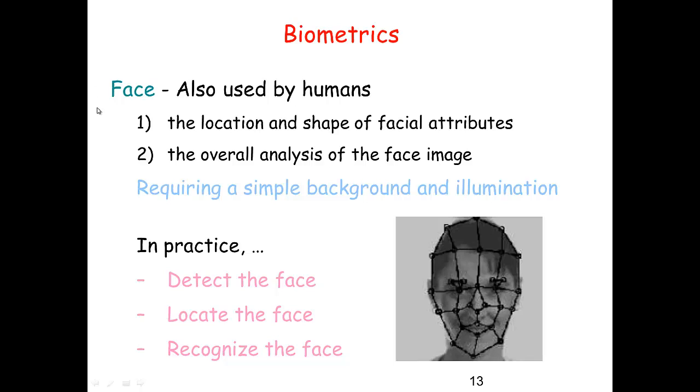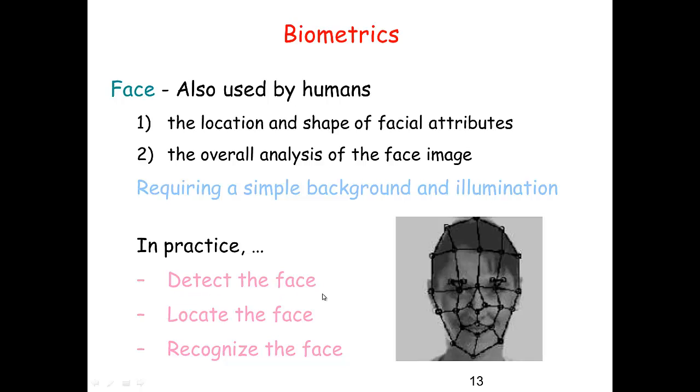Face is another example of biometrics-based user authentication. In fact, in our daily life, face is used by human beings to recognize a human. For face identification, we can use the location and shape of facial attributes. Sometimes we can also perform overall analysis of the face image. For face recognition, generally we have 3 steps.